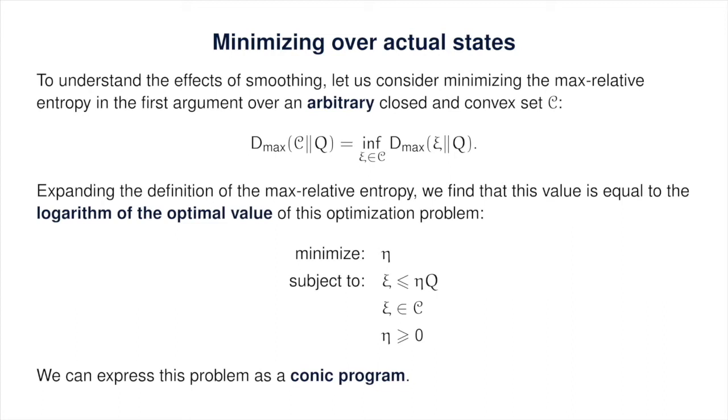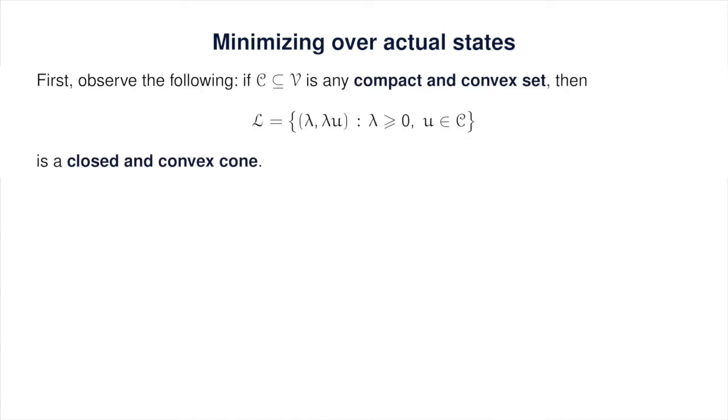In order to set this problem up as a conic program, let's focus for a moment on the convex set C. And just for the sake of generality, let's take C to be a subset of an arbitrary finite-dimensional real inner product space V. We may then form a closed and convex cone, which here is called L, by taking L to consist of all pairs, where the first argument, lambda, is any non-negative real number, and the second argument is lambda times u, for any vector u contained in the convex set C. It is clear from its specification that L is a cone, and it is not too hard to prove that L is closed, given that C is compact.